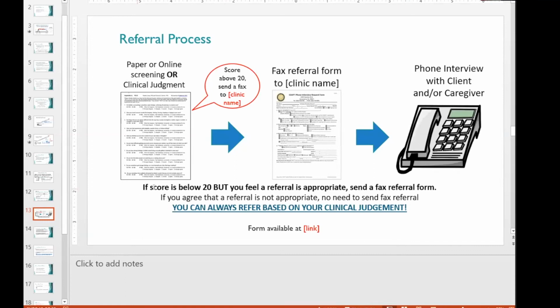And then you can also say if the score is below 20, but your clinical judgment says, wait, I think this person might be paranoid. And they just said, no. But the vibe I'm getting says this might be psychosis. You can still refer based on clinical judgment. Okay. So that's one of the choices up there. If they screen low and you agree, I don't think referral is appropriate, don't send a fax form, don't do anything else, you're good. You can always refer later. Okay.